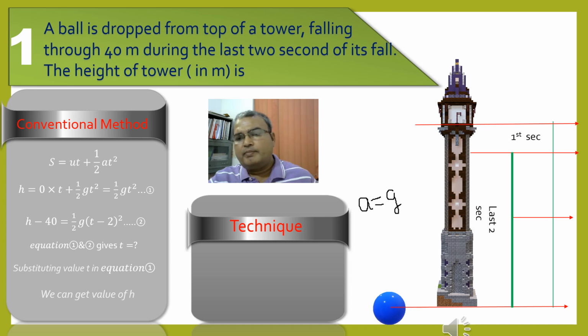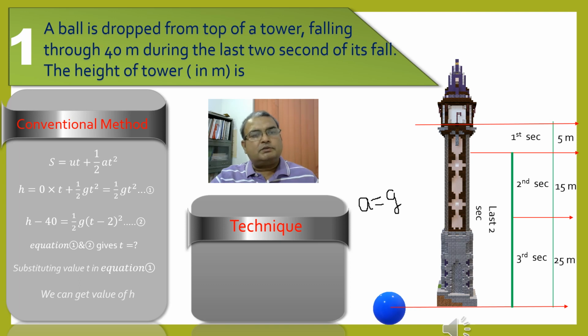Look at the diagram. Say this is the first second, second, the third second. We know in the first second, the distance traveled by a freely falling object is 5 meters. In the second, 15 meters. And the third, 25 meters.